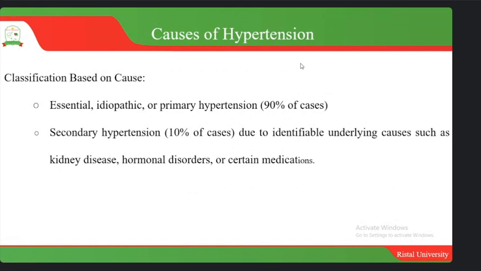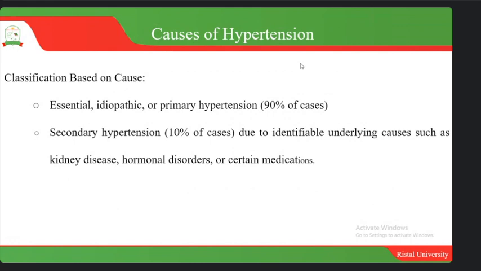So our patients, when you talk to them, you can identify that the cause is either essential, idiopathic, or primary hypertension, meaning the patient does not know, or you may not be able to tell the actual cause of the hypertension of your client. Then secondary hypertension, 10% of the cases, is due to identifiable underlying causes such as kidney disease, hormonal disorders, and certain medications. So here you can tell that it is now secondary hypertension.